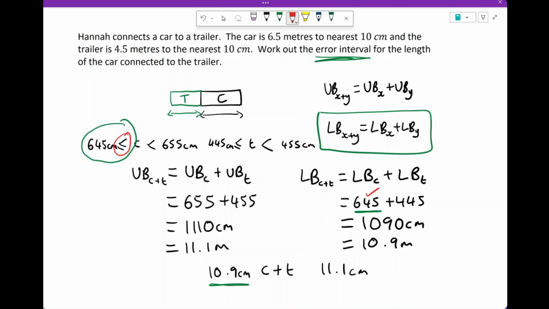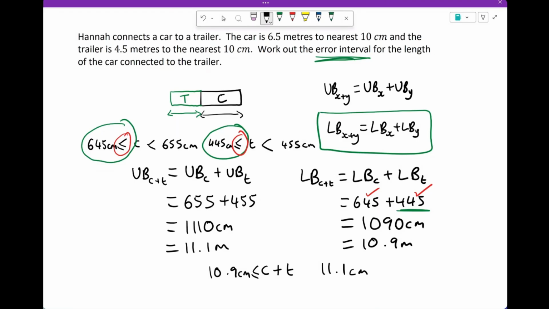Now let's consider the 445. And let's go to the inequality for that. So that appears over here. Now if we look once again, we've got a same as inequality with the 445. Therefore, the trailer length could be equal to 445. So we can actually have that value, and therefore we can actually have our lower bound of 10.9. So my inequality symbol would still be a same as or greater than, pointing to the C plus T.